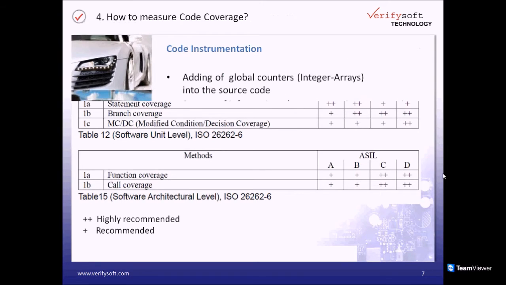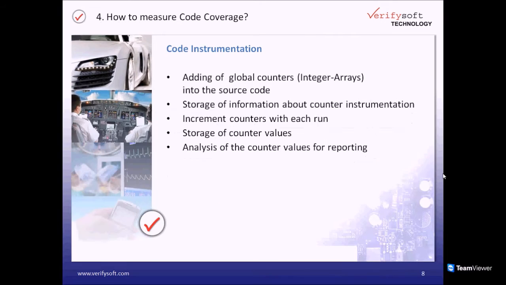The technology we use is code instrumentation. Testwell CTC++ uses this technology, where the instrumentation adds global counters in the source code. Each time a part of the code is executed, the corresponding counter is incremented. Then the counter values are stored, and at the end, or on demand, the coverage information is shown, as you will see later on.